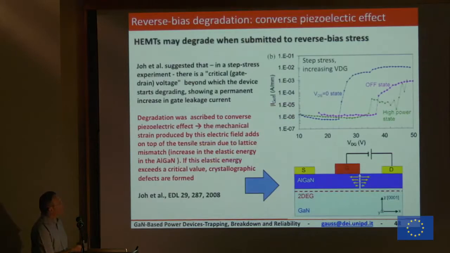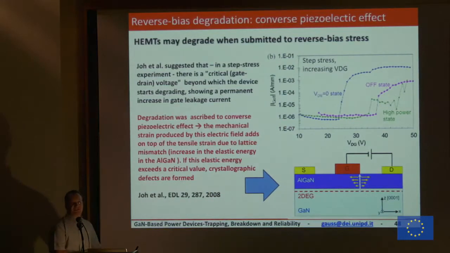So what happens here? This was the pioneering work, I would say, from Del Alamo in 2008. They really showed this for the first time. They were taking a device, biasing in a reverse drain to gate condition. You see here, we are giving negative gate bias with respect to the drain, having a high electric field, and while increasing this VDG, he found what he called the critical voltage, at which the device, let's say at 20 volts, started to have a large increase in the leakage current through the gate.